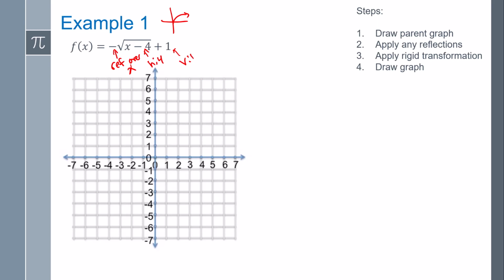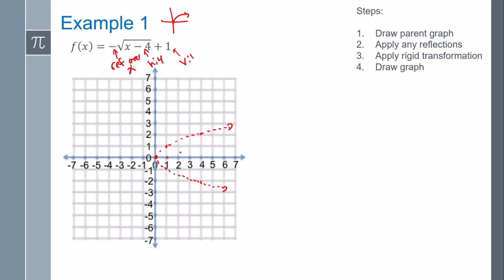So usually what helps us is first we want to just draw in that parent graph. And I just do this very lightly. I'm just drawing in that parent graph. Then we apply the reflection. So this is going to reflect over the x-axis. And the reason why I draw it is because it's so much easier to visualize that reflection when you draw it. And then from there, now we can apply the horizontal and vertical shift, and we're going to draw the same shape as that reflection.